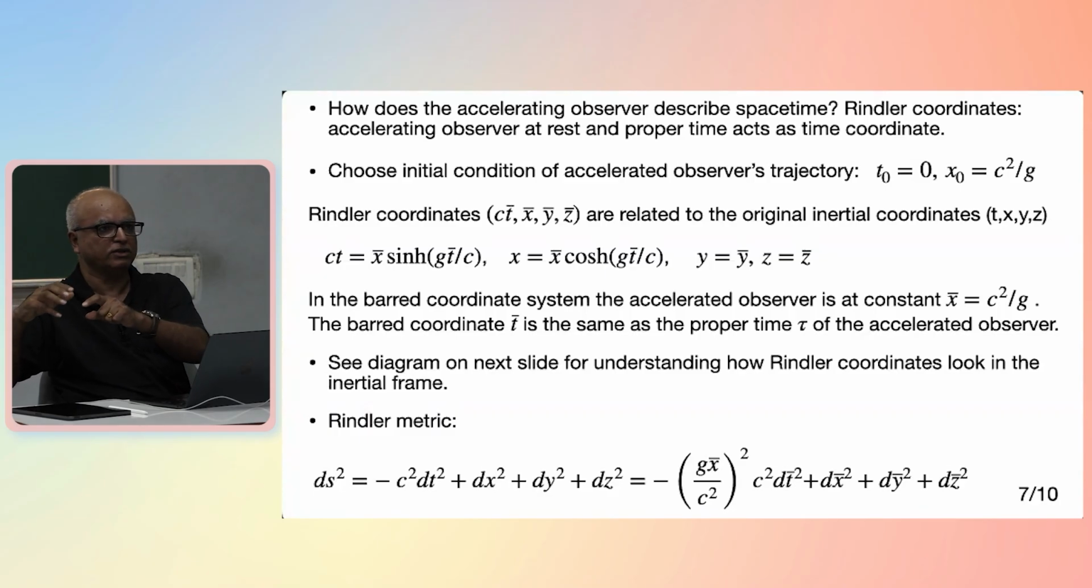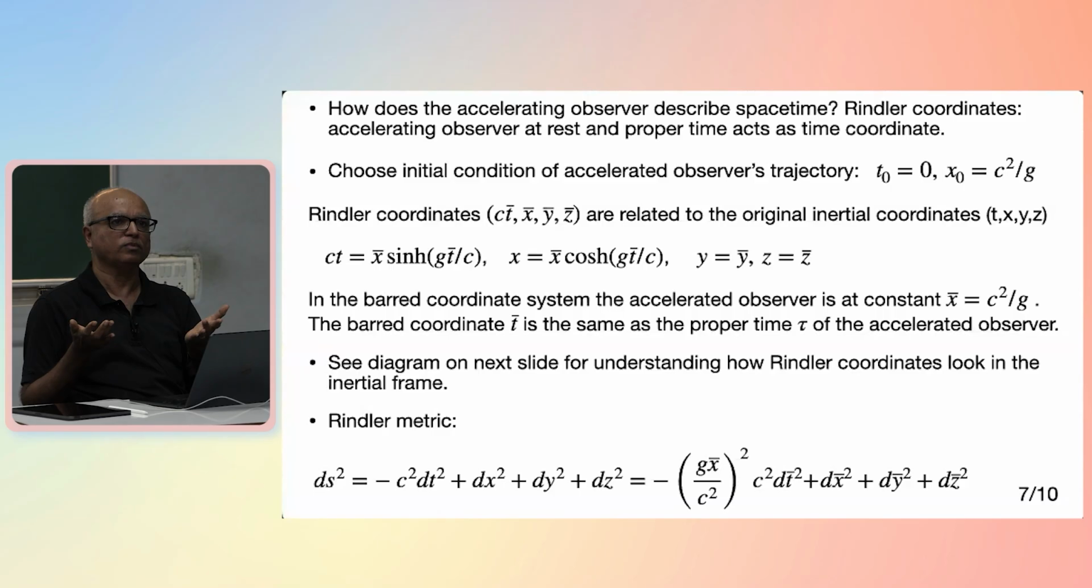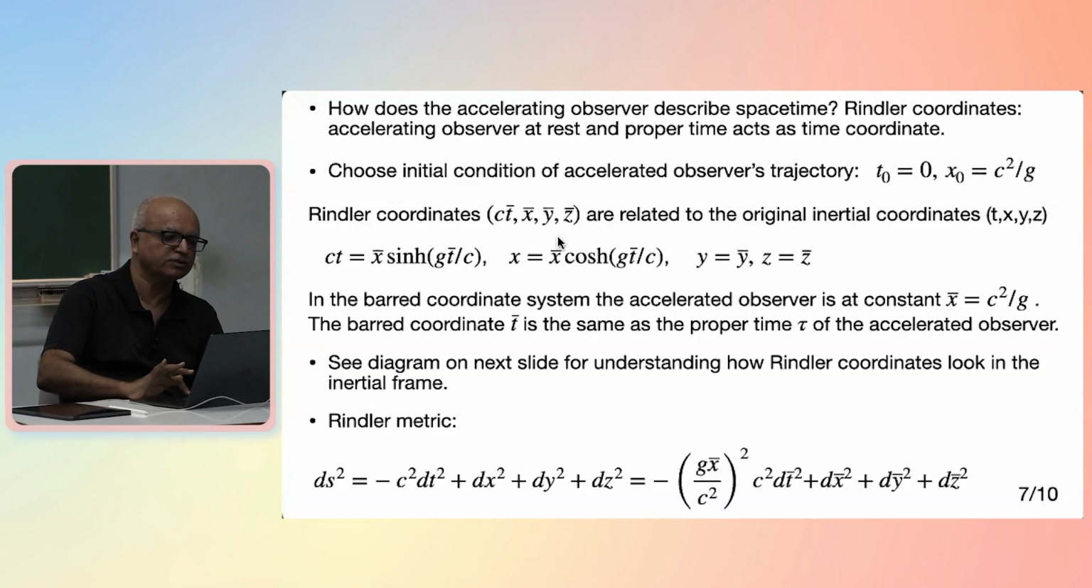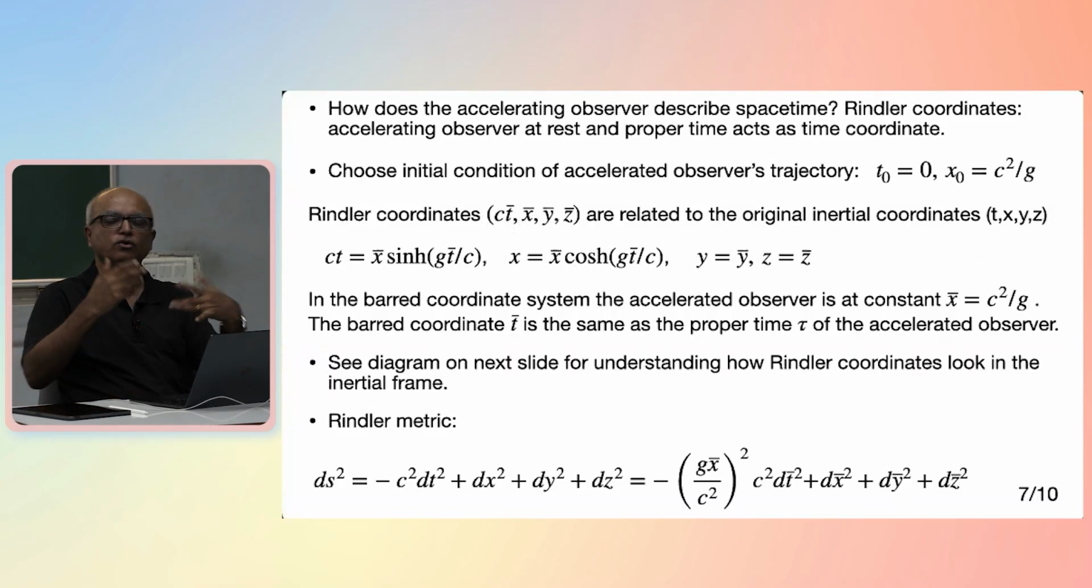The clock that he is carrying is running at some rate, that is the proper time tau, or here now called t bar. That t bar should label the entire new coordinate system. I want to label the new coordinate system as ct bar, x bar, y bar, z bar, which has the property that t bar is the proper time of the accelerating observer. So, t bar should label the whole new coordinate system.